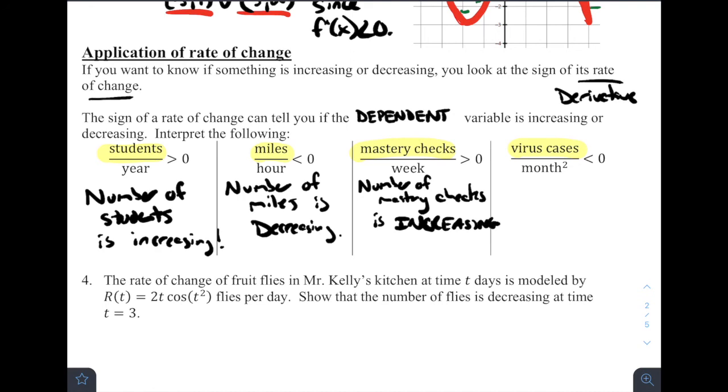And virus cases per month squared. I'll emphasize we've got that squared on that unit. So it's the rate of change. The rate of change of the virus cases per month is decreasing because that derivative is negative.